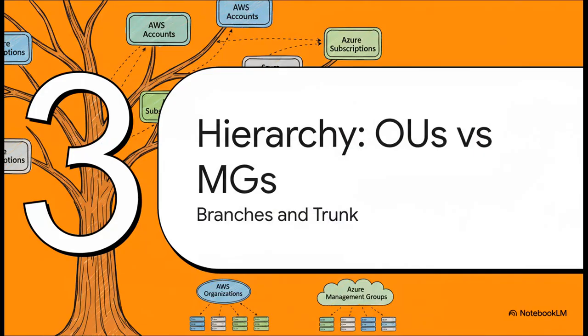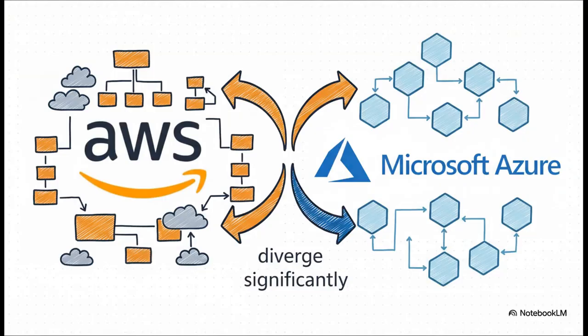Now we're getting to the heart of it. It's time to build the branches and the trunk of our organizational tree. This is where we use AWS Organizations to manage all those accounts and Azure Management Groups to wrangle all those subscriptions. Both of these platforms give you some seriously powerful tools to build out these hierarchies. But, as you're about to see, the way they handle things like access control and enforcing rules, well, that's where things get really interesting and really different.